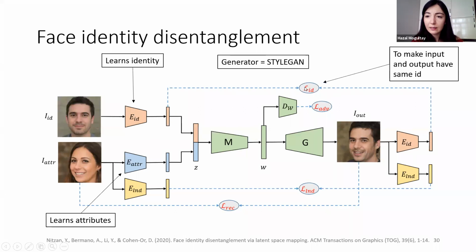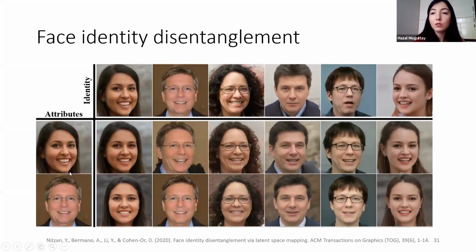For example, this L_ID here is used to make sure that the output and the first image in the input have the same identity. And all of these other losses do such measurements in the loss function. When we look at this, we expect this model to disentangle identity from all other attributes, right? So let's go back to our outputs. We can see these good results. I think they are mostly because they used StyleGAN.